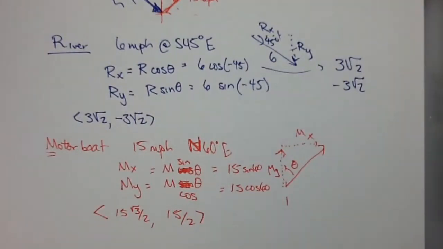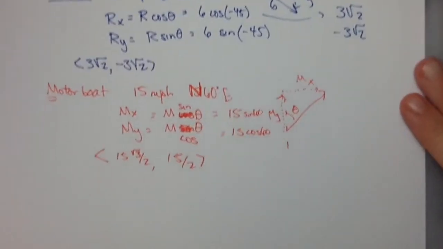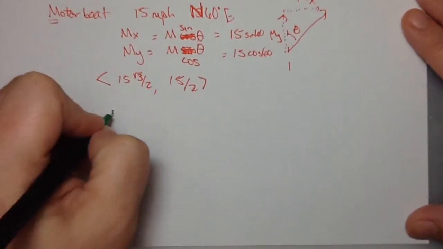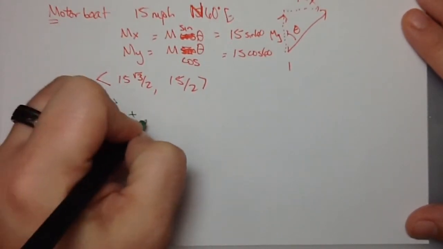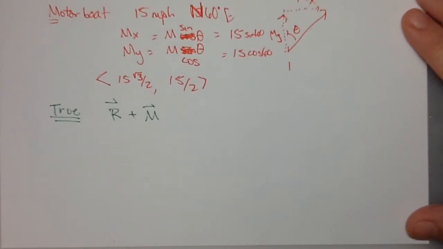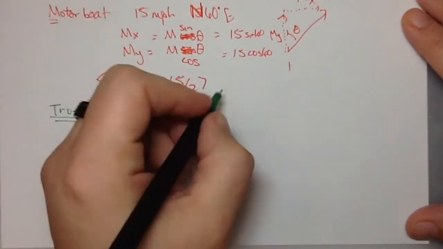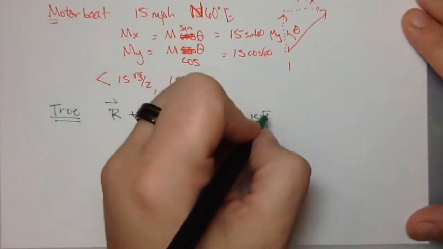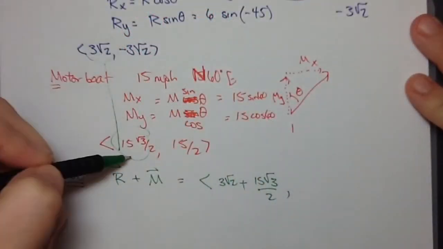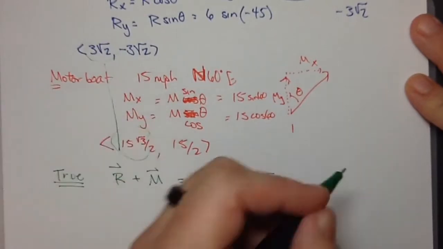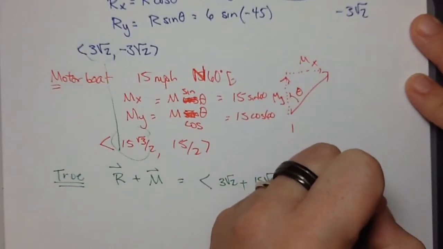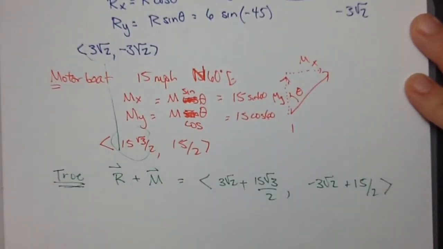So the true velocity then is equal to the river's vector plus the motorboat's vector. So that's going to be 3 square roots of 2 plus 15 square roots of 3 over 2, adding these x's, and then adding the y's. So negative 3 root 2 plus 15 over 2. This is the true velocity.